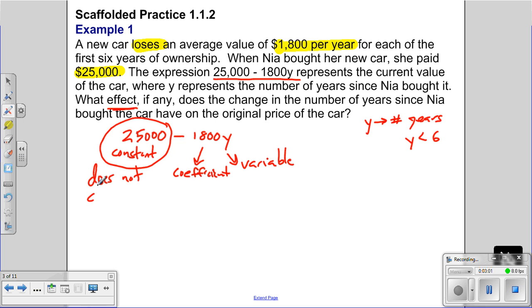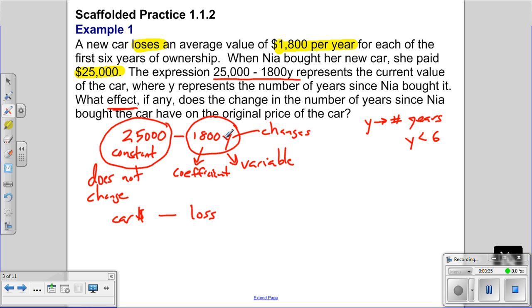So I'm going to make a note of that here. What does change? This changes. Now notice these are two separate terms. We have the original price of the car minus the loss. Maybe I could write that as an expression here: the car price minus how much you lose. Now, notice the 1,800 doesn't change. It still loses the same amount per year. But the one thing that changes is the y, and that's why it's a variable. Now, if the y changes, the whole term changes.